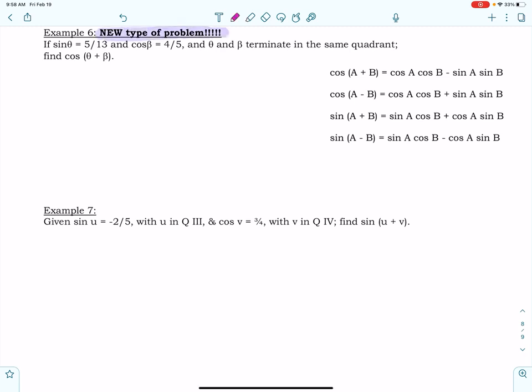I want you to notice, though, as I begin Example 6, this is a new type of problem. We are still dealing with using the sum and difference identities, which is why I've got them over here. But now, rather than using the unit circle, we are going to use different values for our right triangle.